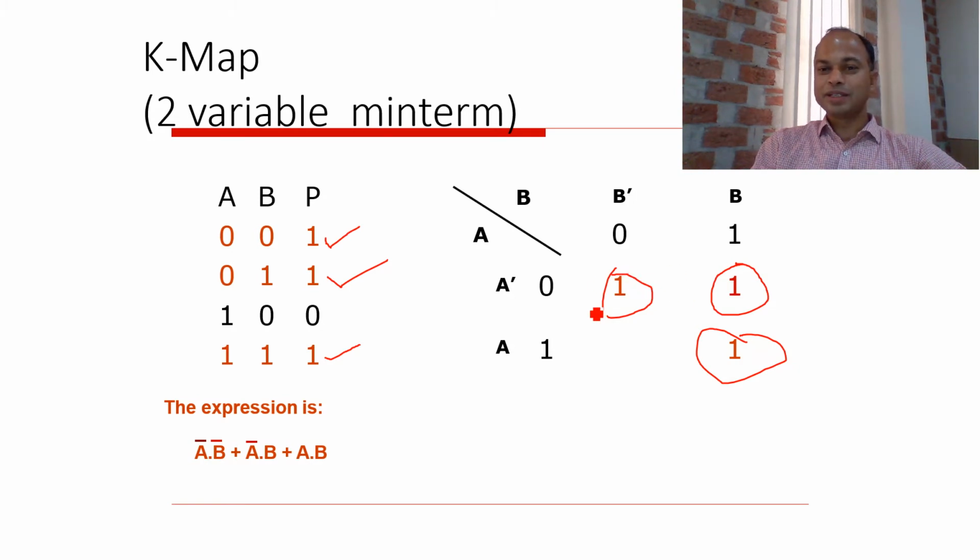For this, if we talk about this one, this is A dash and B dash. So we have written A dash B dash. If we take this one, then this is A dash and B, A dash B. If we take this one, then this is A and B. So we have written like this. In this way, we can write our Boolean expression.